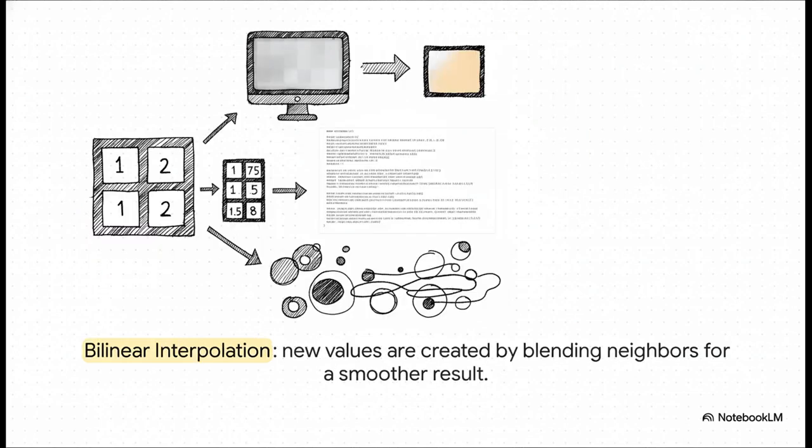Okay, now for the smarter way. Bilinear interpolation. Instead of just copying, it gets creative. It actually calculates new numbers to fill in the gaps by looking at its neighbors and blending them. See those numbers like 1.25 and 1.75? They weren't there before. The algorithm created them to make a smooth transition.